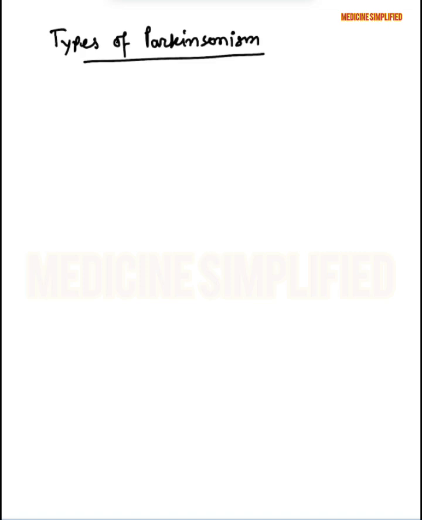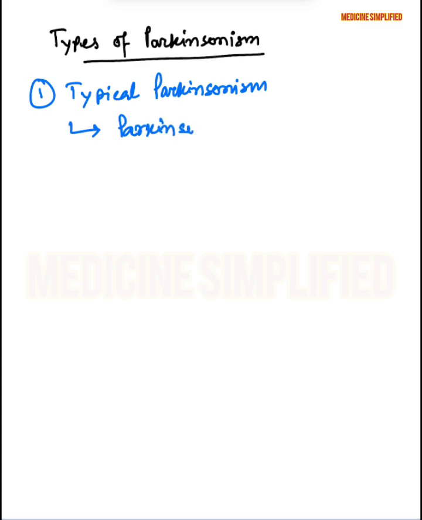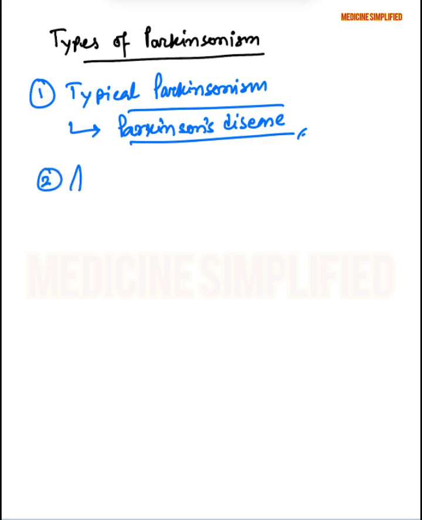Now, what are the types of Parkinsonism? Number 1, that is typical Parkinsonism. Commonly this is called Parkinson's disease. So typical Parkinsonism is called Parkinson's disease. And what is number 2? Number 2 is atypical Parkinsonism. So let's talk about typical Parkinsonism.